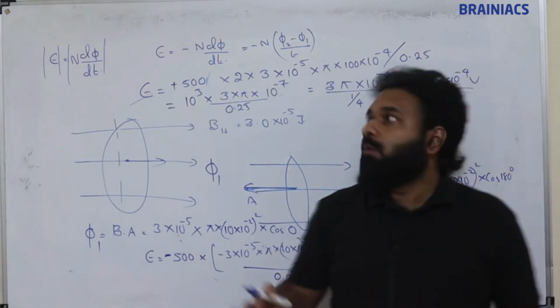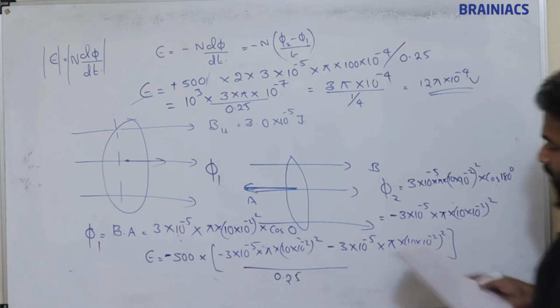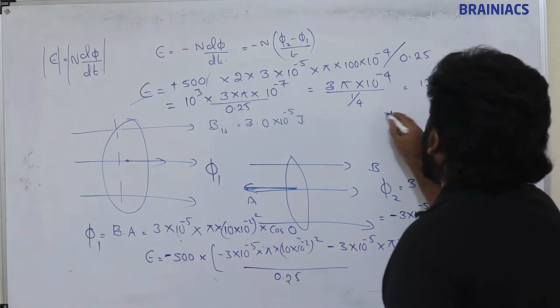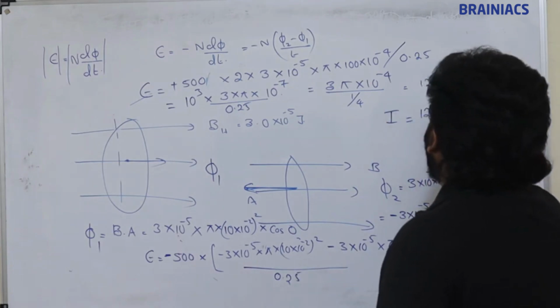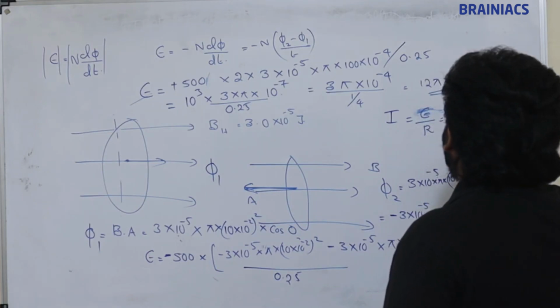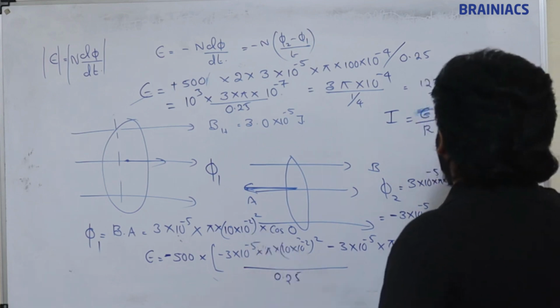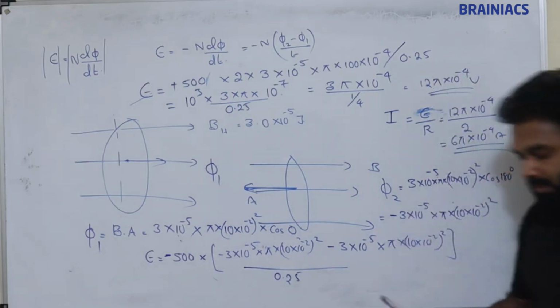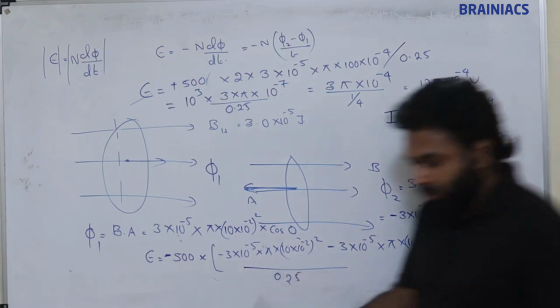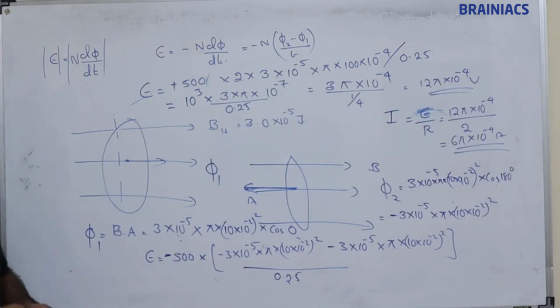Now we need to find the induced current also, because resistance is given. So induced current is E by R. That is 12 pi into 10 raised to minus 4 divided by R, which is 2 ohm. So this is going to be 6 pi into 10 raised to minus 4 ampere. Understood? Note down the solution.